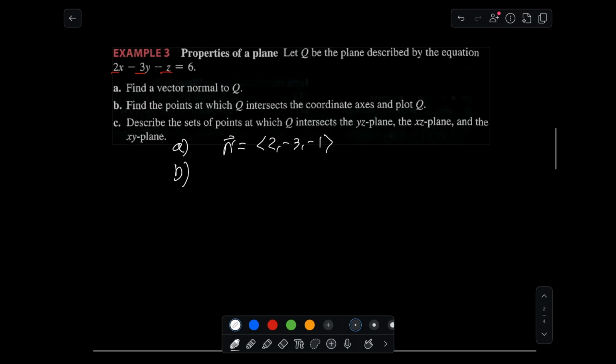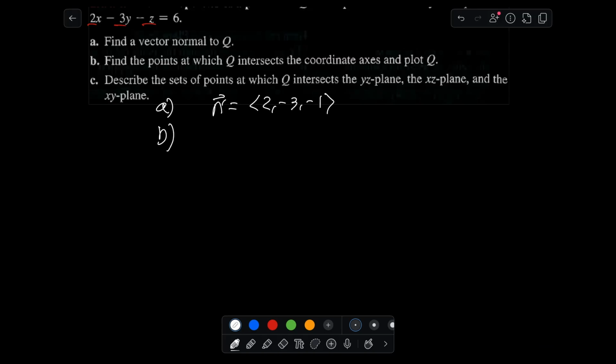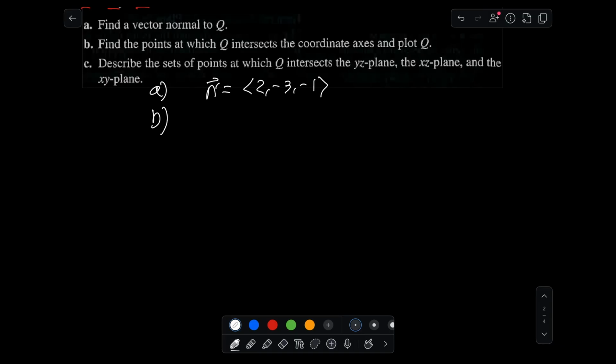B: find the points at which Q intersects the coordinate axes and plot Q. Okay, this is going to require a little bit more precision than part A. Oftentimes in this class, you're going to be required to graph, and to graph neatly. Otherwise it's harder to conceptualize and visualize what is going on with some of these functions. And the fact that we're starting off from planes, the most simple one, is useful to help build your skills for graphing more complex functions.